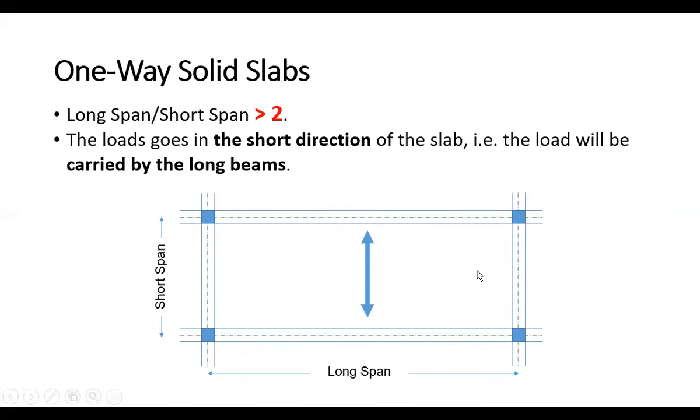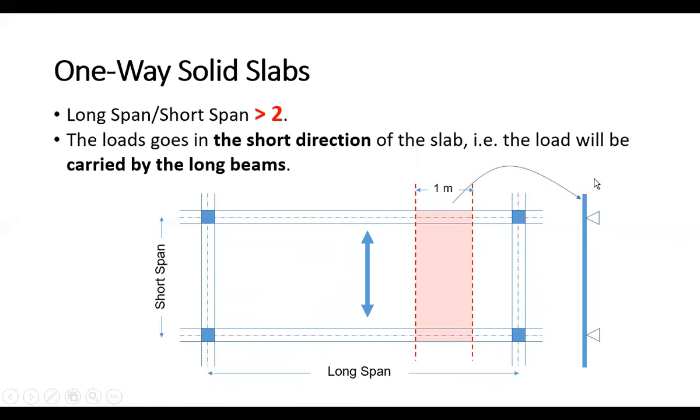So in this case, if you want to design this slab, you will design only in the short direction of the slab and will not be designing for the long direction. It means to design the slab, you take a strip of 1 meter and you get the load on this 1 meter. Of course, the slab here will be supported on this beam, like a support. Another long beam here will be another support.